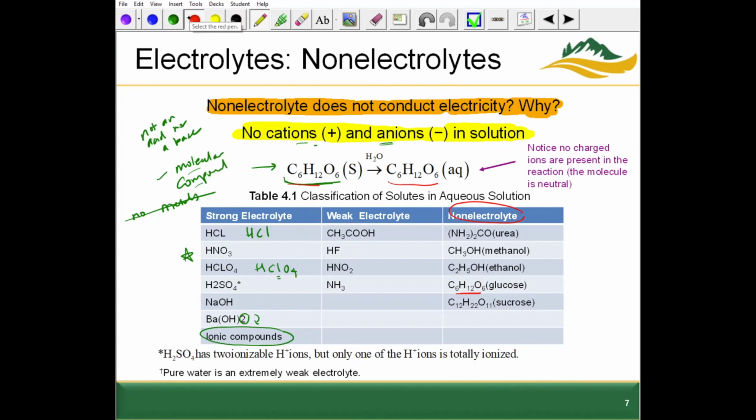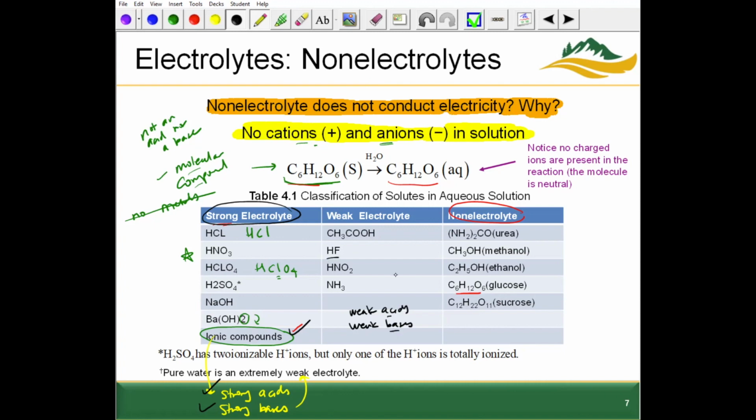So a connection we're going to make is that these ionic compounds are strong electrolytes. We're going to talk more about acids and bases, but also know that strong acids and strong bases are also strong electrolytes. So ionic compounds and strong acids and strong bases are all strong electrolytes. For the weak electrolytes, these are going to be our weak acids and weak bases. Again, we'll talk about how to recognize an acid versus a base within chapter 4.